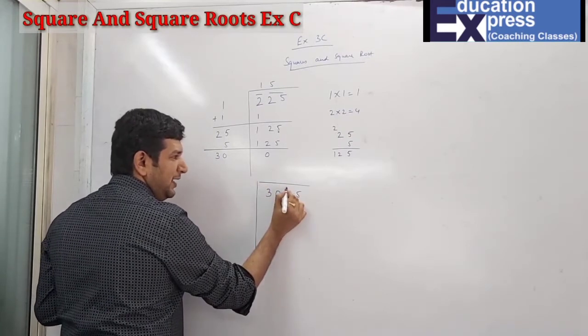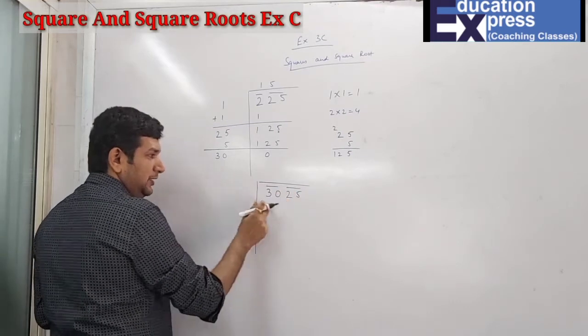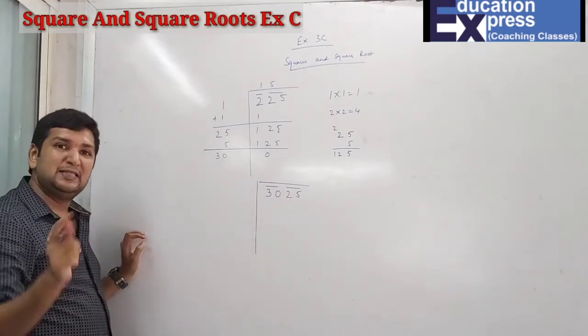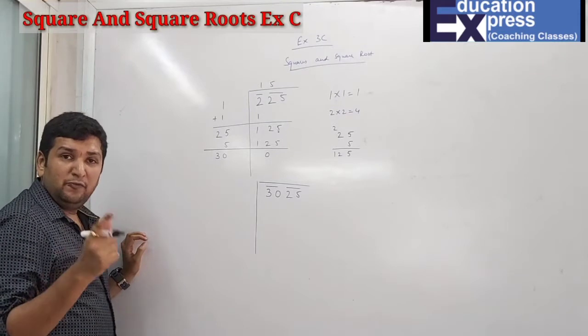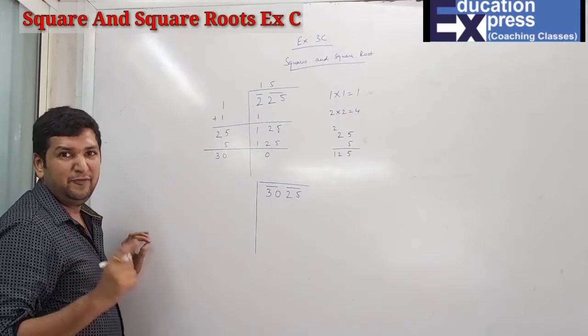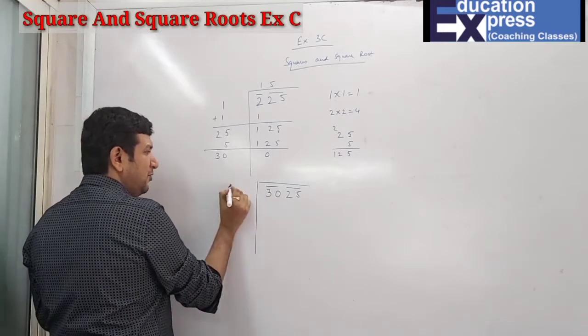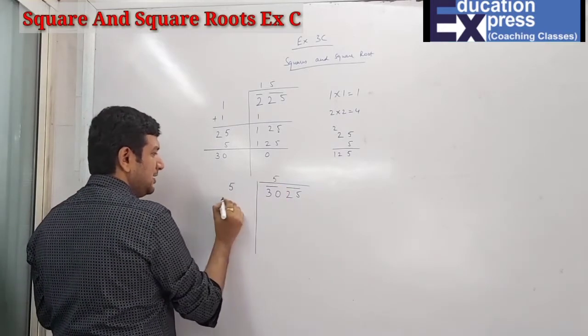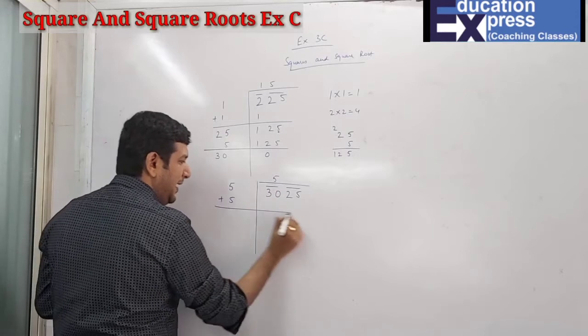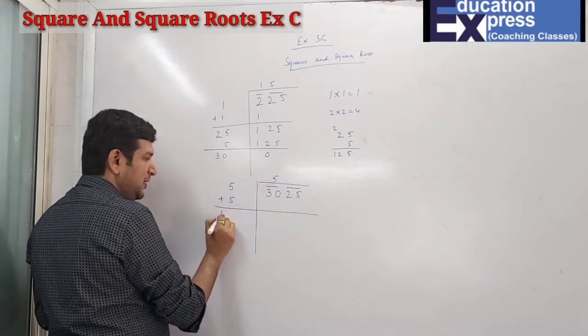Now again starting from the end, pair 30. Now tell me any number whose square is less than 30. 4 4s are 16, 5 5s are 25, 6 6s are 36. So obviously 36 is more. So before that, 5 was there, 5 5s are 25. And then obviously we have to add 5 plus 5, which is how much? 10.